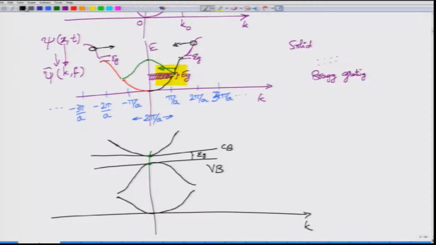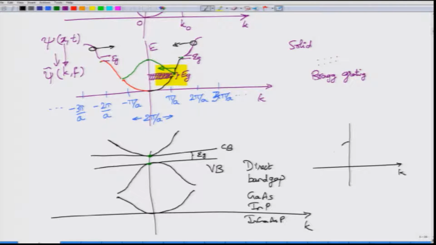Semiconductor materials which have this particular characteristic are called direct band gap materials. An example of a direct band gap material is gallium arsenide, or indium phosphide, InGaAsP. InGaAsP is also a material that has a direct band gap. In contrast, there are certain materials for which the valence band edge and the conduction band edge do not coincide at all. So, the top here is way off from the bottom of the conduction band over here.